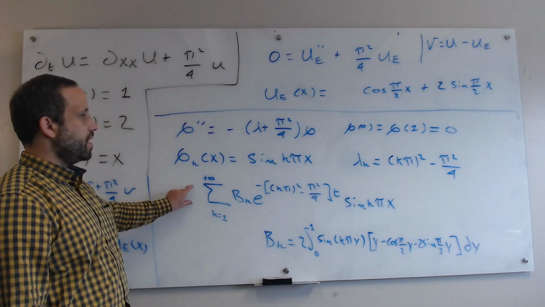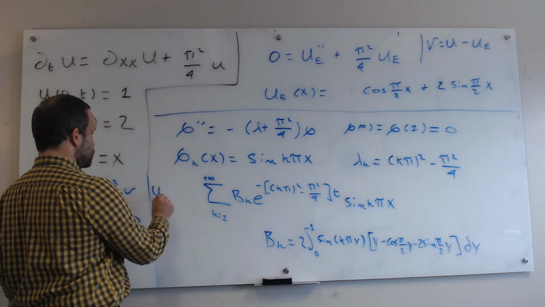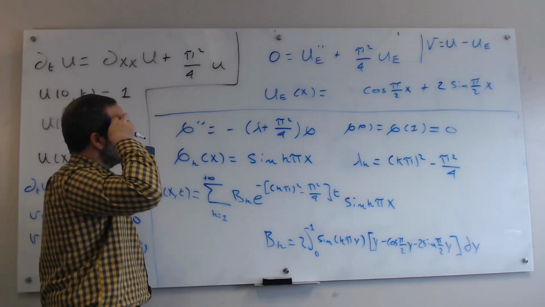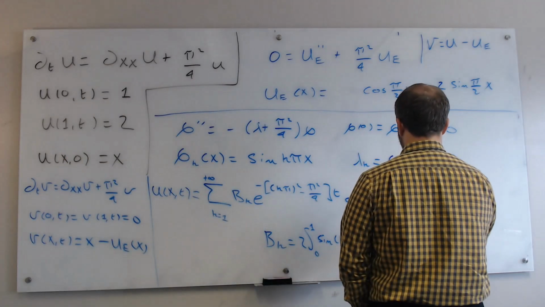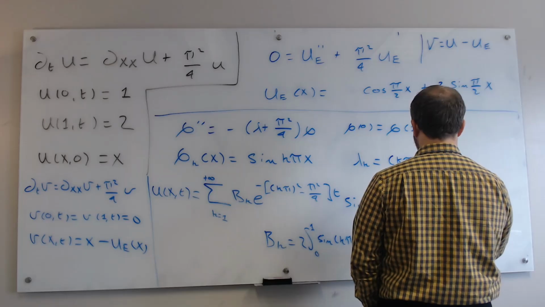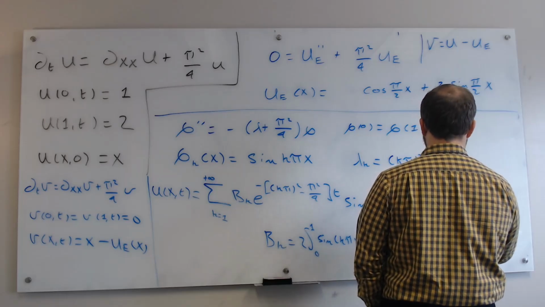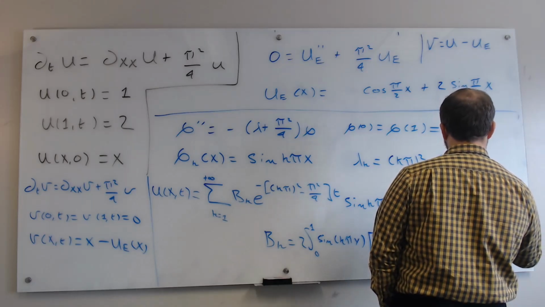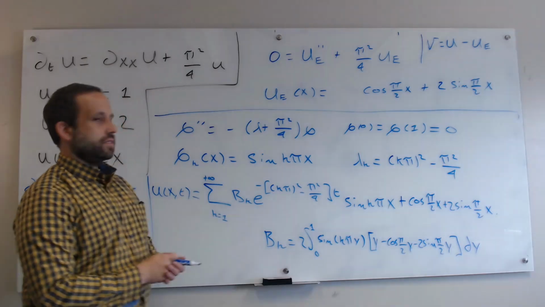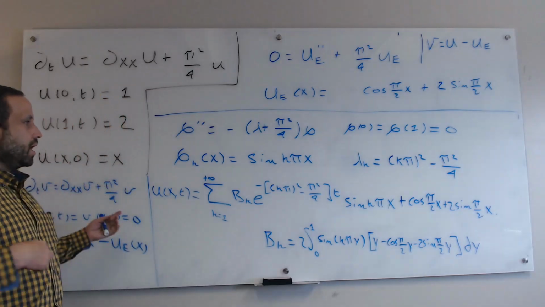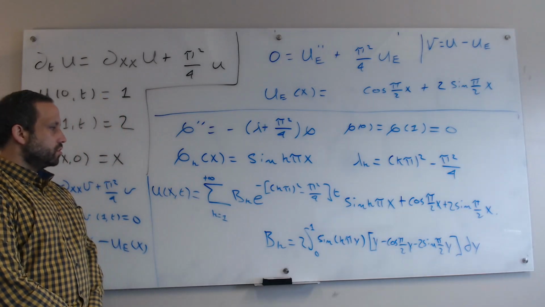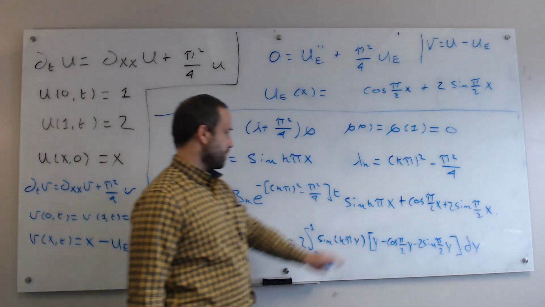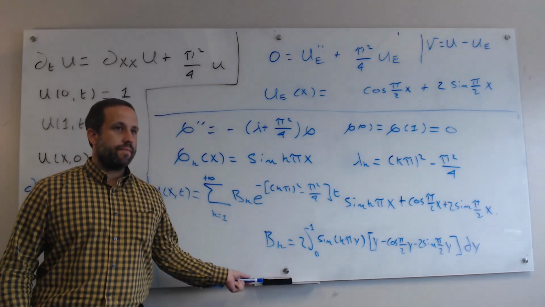So this is v of x, t, and so u of x, t is just going to be v of x, t plus u_e, which is cosine pi over 2 x plus 2 sine pi over 2 x, and we get this right here. And so this is the solution to the differential equation. This is v, and this is u_e right there, and this is the formula for b_k. Okay, that's it for this video.